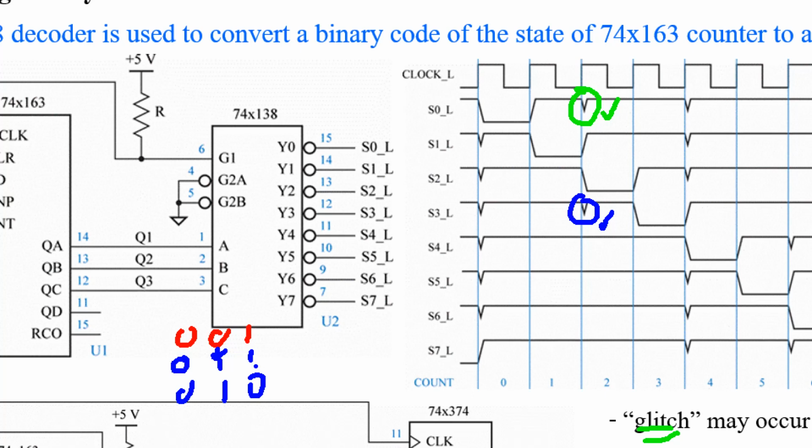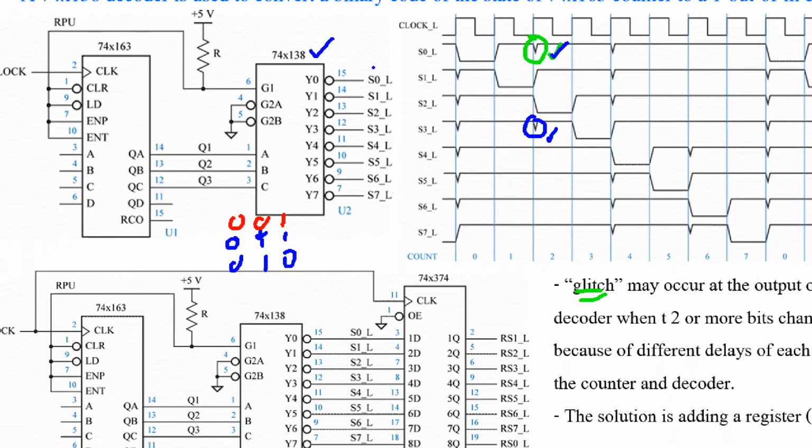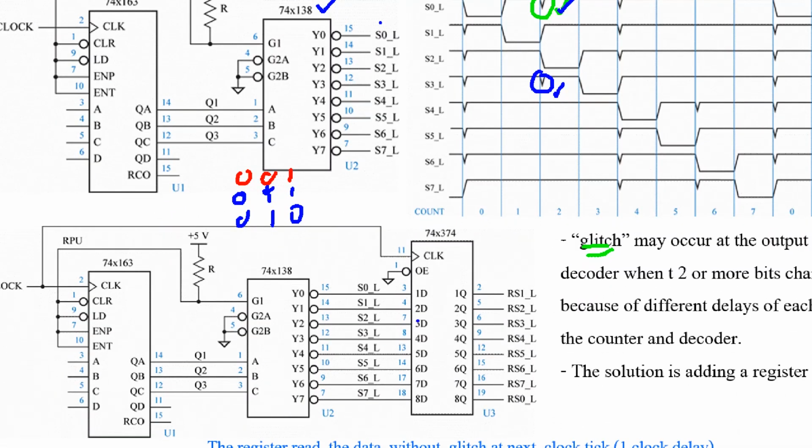So if you don't want a glitch to occur, what should you do? Actually, if you use a decoder, the glitch may occur. So if you don't want that, you may add a D flip-flop for each bit. Namely, you use a register.